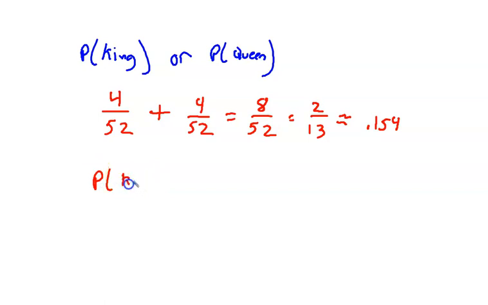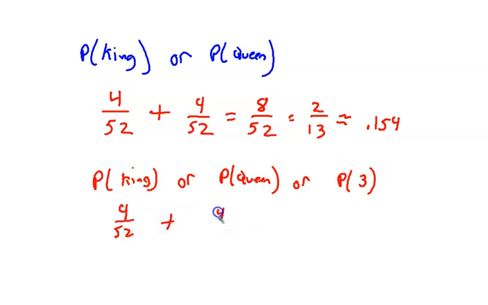So just real quick, let me make up a problem. If I wanted to pull a single card from a deck, and I want to know the probability of a king, or a queen, or even, what if I throw in a third card there, or maybe a 3? So I want to pull either a king, a queen, or a 3. Still no overlapping cards. So 4 out of 52 plus 4 out of 52 plus 4 out of 52. And then you'd get 12 out of 52, which is going to simplify down to 3 out of 13. And the decimal approximation there is 0.231.